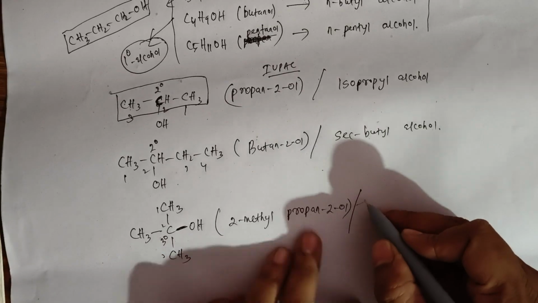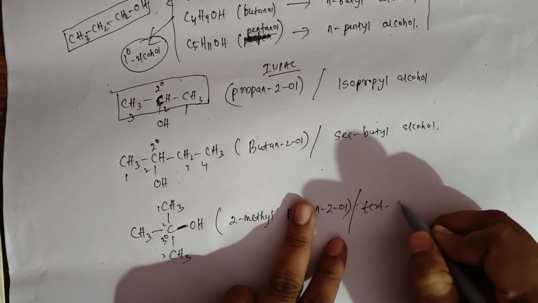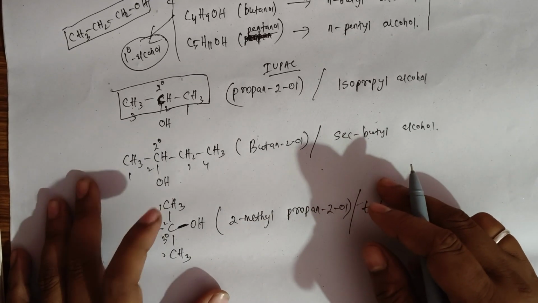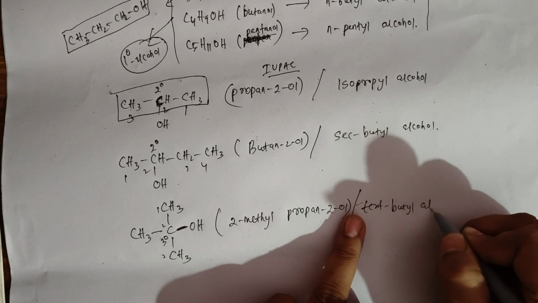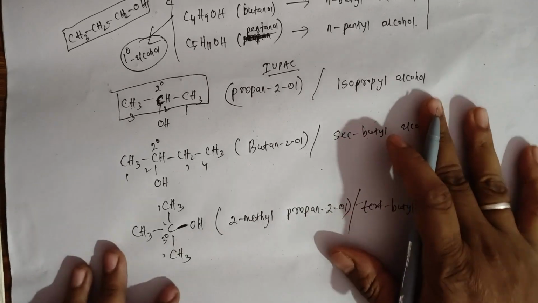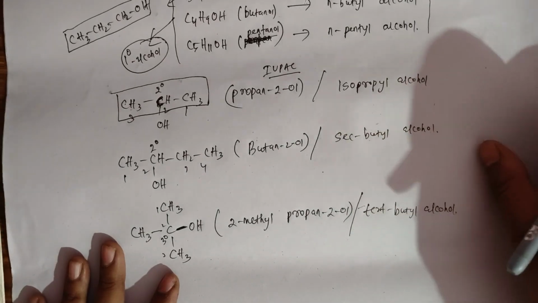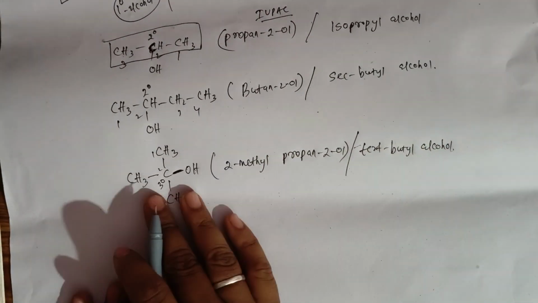What is its common name? Its common name must be tertiary. How many carbon atoms? 1, 2, 3, 4. Tertiary butyl alcohol. So the name is always like this. There are also different kinds of alcohol, and we have to name all of them.